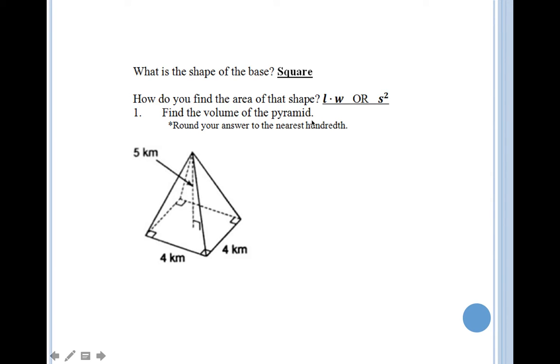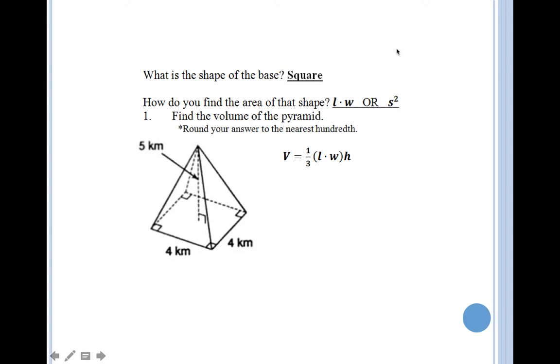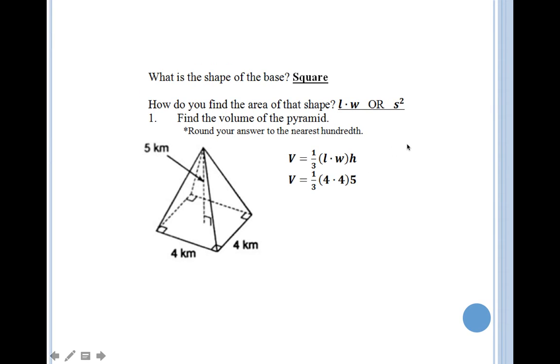So when we're talking about the area of the base, I use length times width for squares. So when I plug it into my formula, instead of putting B, I'm going to put L times W, because that's how I find the area of this base. So it looks something like this when you plug it in. My length is 4, my width is also 4, and the height of the entire pyramid is 5. So I'm going to plug those three things in.